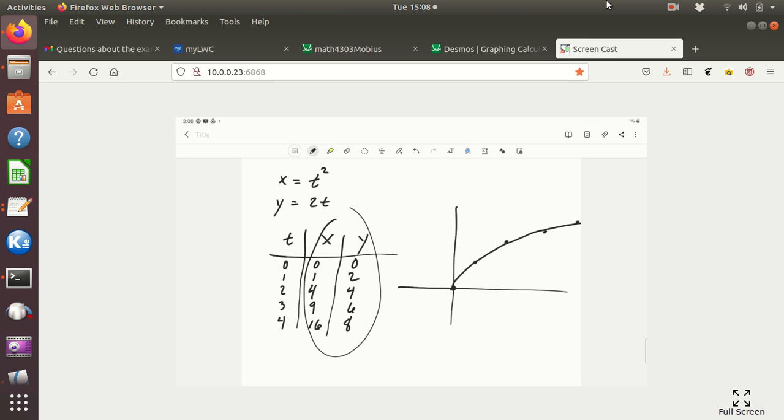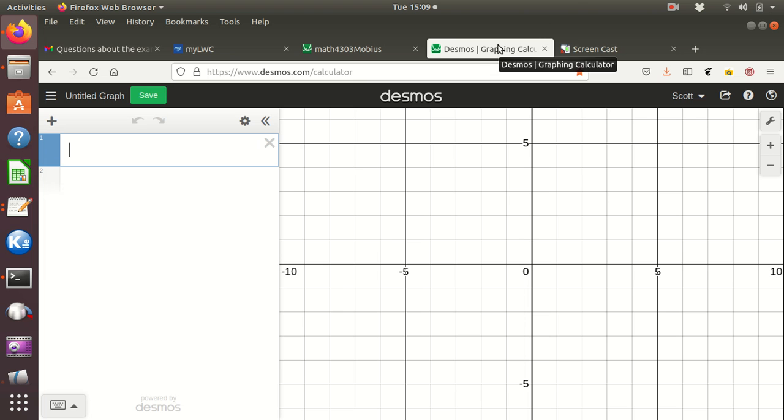Okay, now I can do this on Desmos and very easily. And so what I'll do is go over here to Desmos and let me first do it as points just to kind of prove I can, I guess. So the way I would do this as points here would be I'll insert a table.